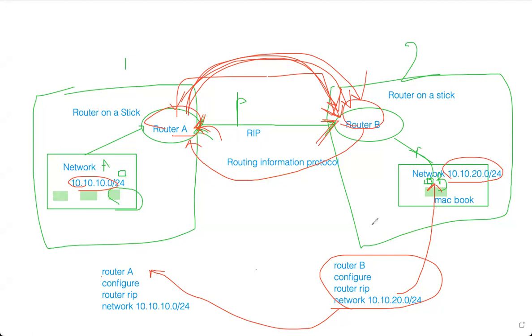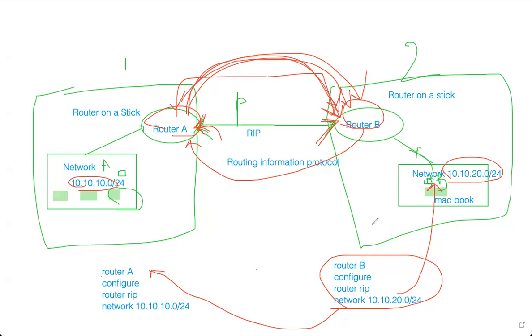What is neighborship, guys? Neighborship is nothing but we both are allowed to exchange our routing information between both of us. That is called neighborship. When router A wants to talk to router B, it will send a message that I want to become your neighbor, and router B will respond saying, okay, yeah, you can be my neighbor. What is your password? So they both exchange the passwords and then they become neighbors.